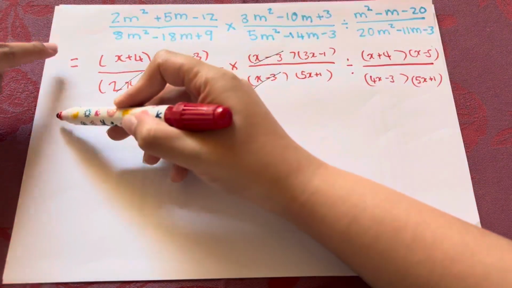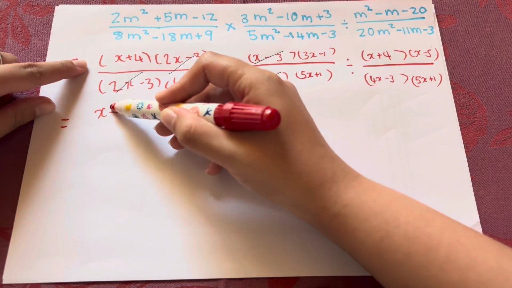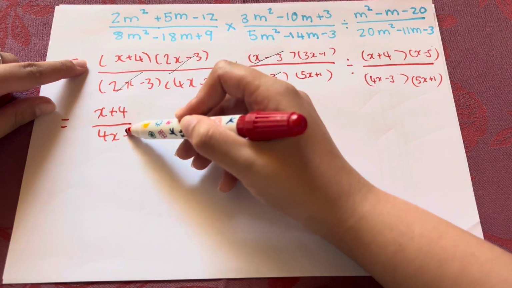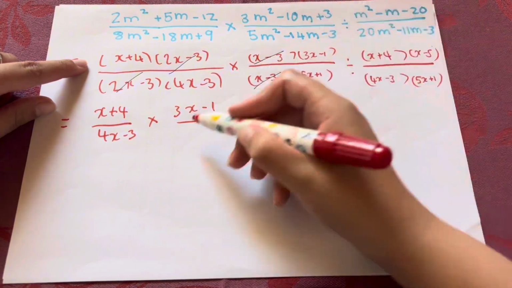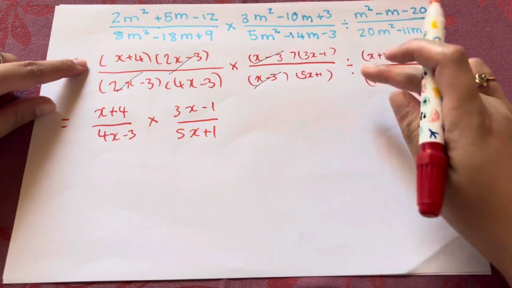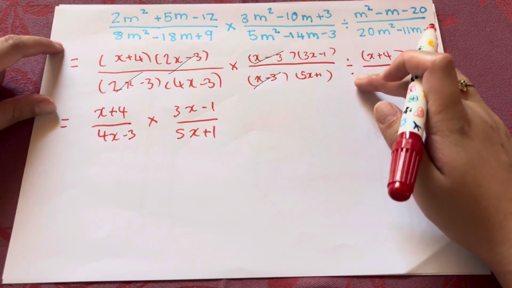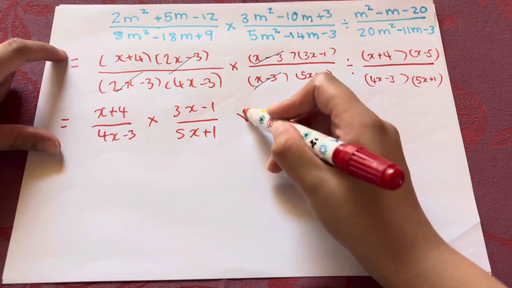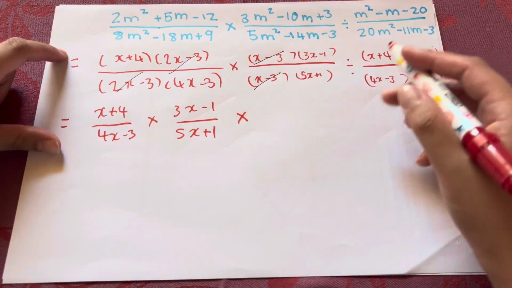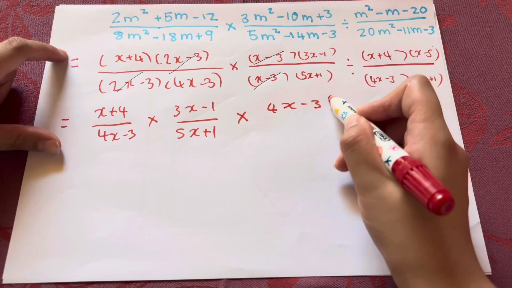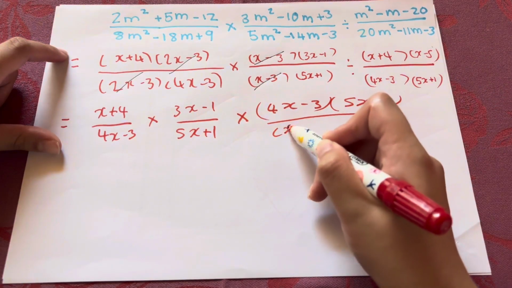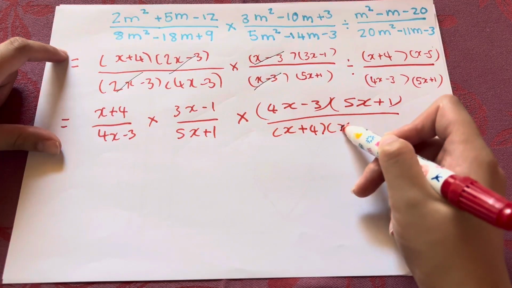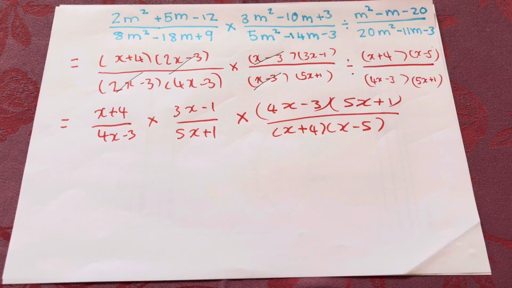So I'm left with the expression x plus 4 over 4x minus 3 multiplied by 3x minus 1 over 5x plus 1. And then division says keep, change, flip. So we've kept the first part, we change divide to times, and we flip this. So it's 4x minus 3 by 5x plus 1 over the inversion. So there. Now that everything's being times, let's see if there's any further cancellations that can occur.